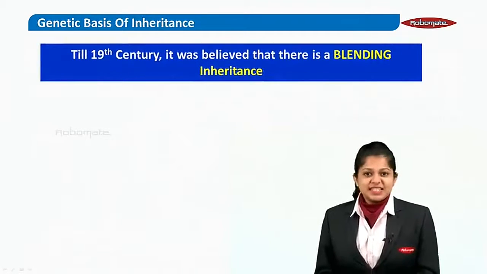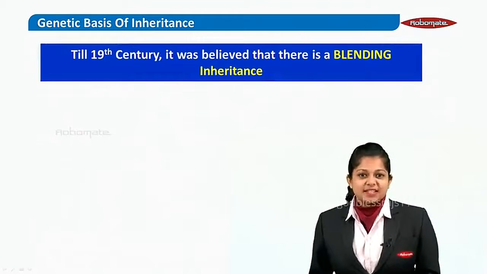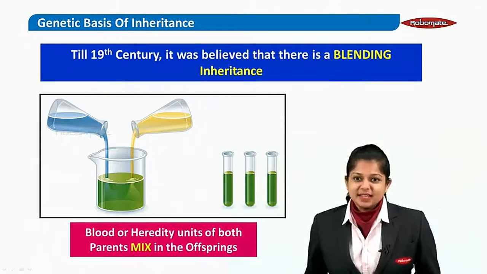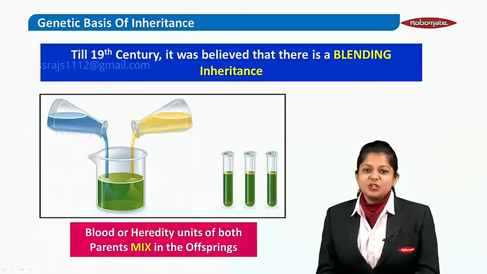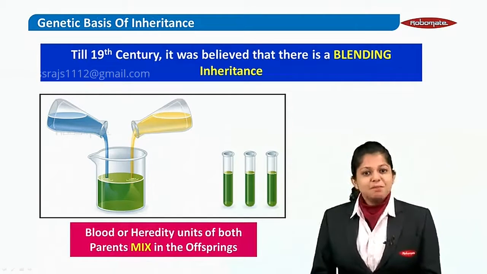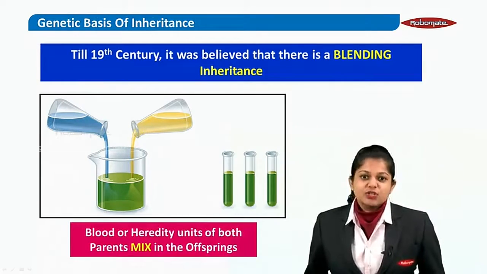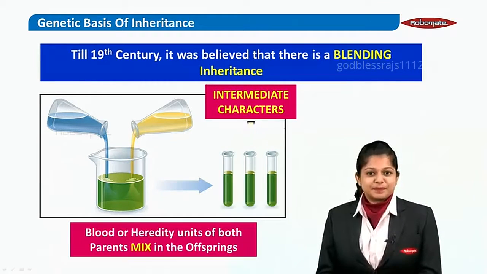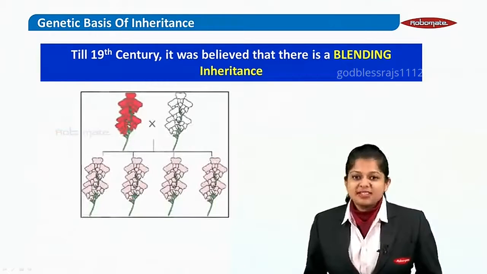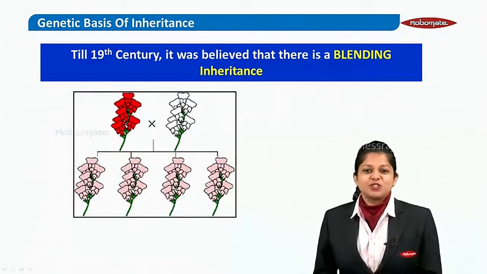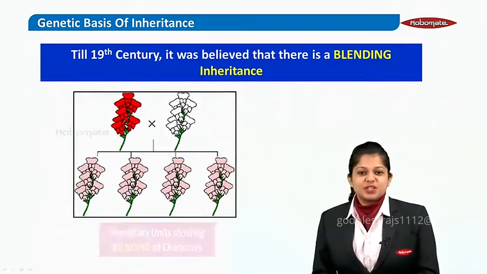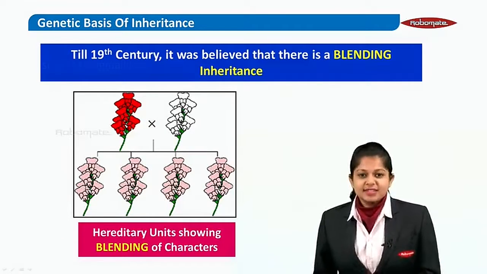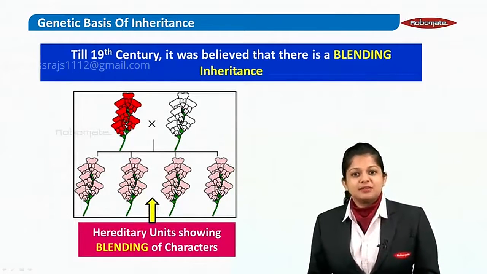Till about 19th century, it was believed that there is a blending inheritance. That is, the blood or heredity units of both parents mix in the offsprings so as to produce intermediate characters. The same concept is explained in this image. The offspring that is produced shows blending of characters and hence showing a pink color.